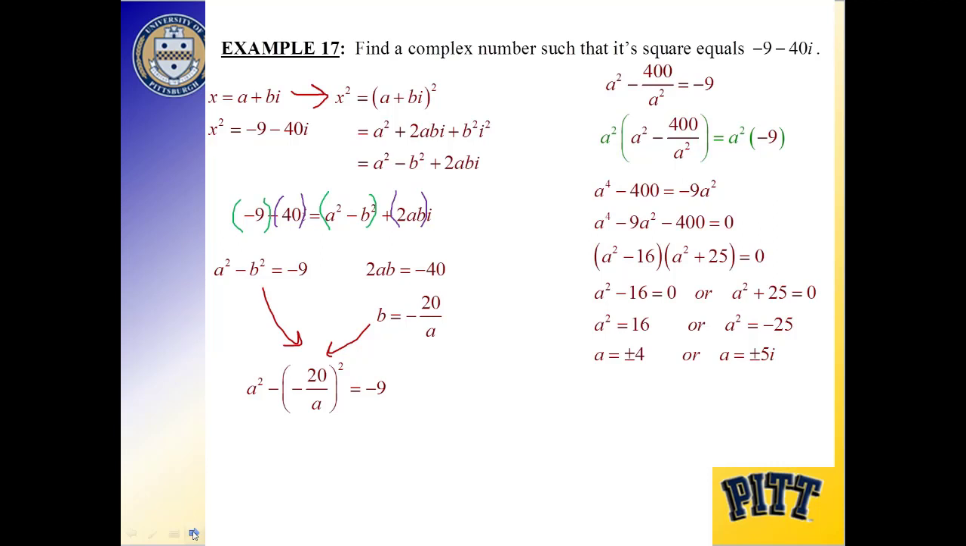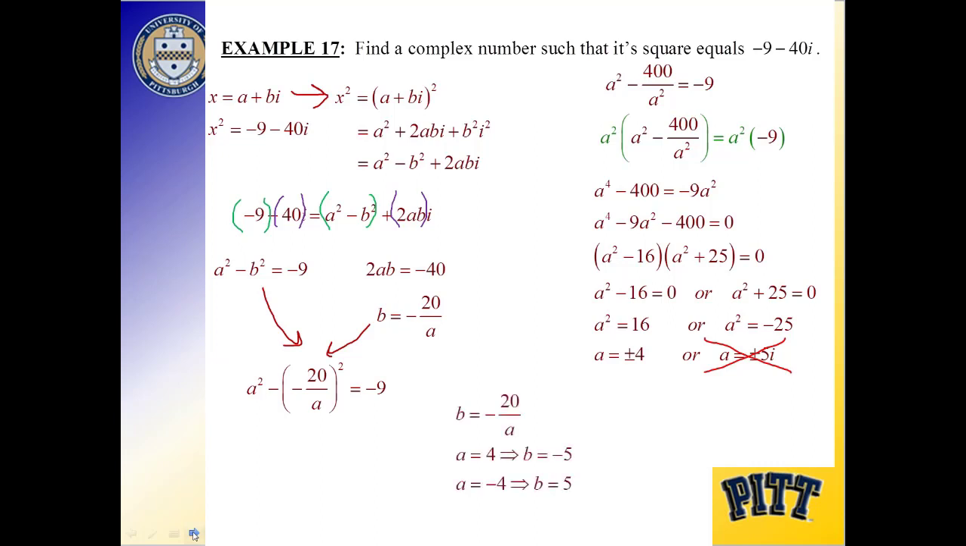Now I have to remember that a represents part of a complex number. It's the real portion of the complex number. Along with that, a also has to itself be a real number. So a being 5i or -5i is excluded because a has to be a real number. That's how we define a complex number.